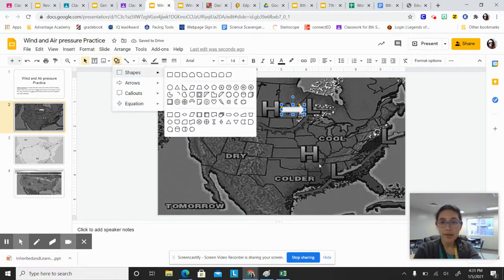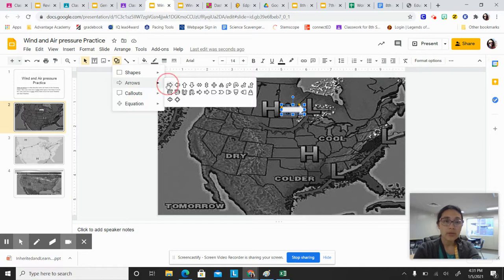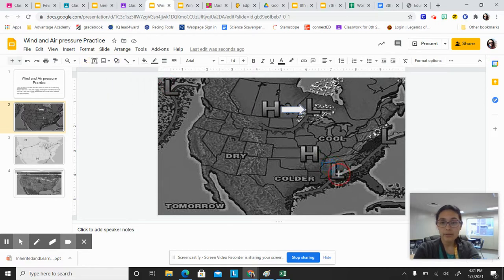You also have a high pressure system here and a low pressure system here. So you're going to also have wind this way. And to turn it, use the rotate handle. Okay, and then you also have another low pressure area here. So you're going to draw an arrow going from this high pressure area to this low pressure area. Okay, so those are the three directions that the wind will go.